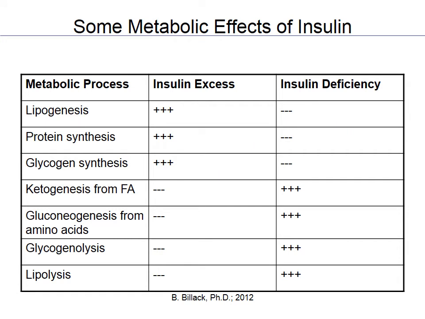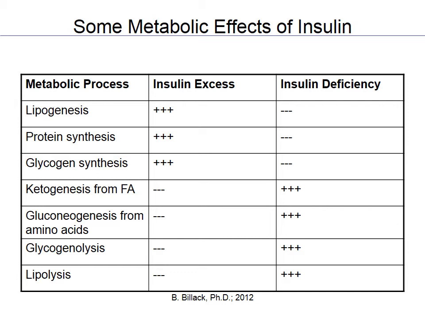A summary of the metabolic effects of insulin in terms of excess or deficiency. We're going to focus on insulin deficiency. Insulin excess can occur in the presence of a certain tumor called an insulinoma, or in some cases, if the insulin dose is wrong and the patient gives himself too much insulin. But for the most part, insulin deficiency is the problem we're trying to correct in type 1 diabetes.